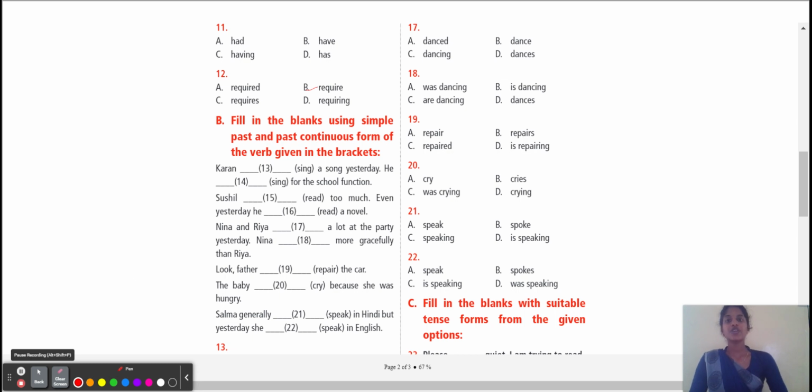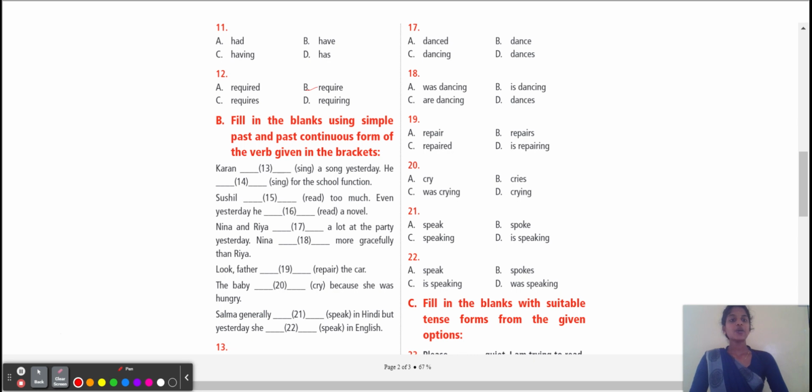Fill in the blanks using the simple past and past continuous form of the verb given in the bracket. First, you should know what is past and what is past continuous form. Past tense form is subject plus was or were plus object. Past continuous means subject plus was or were plus verb V1 plus ing plus object is the correct form of the past continuous.